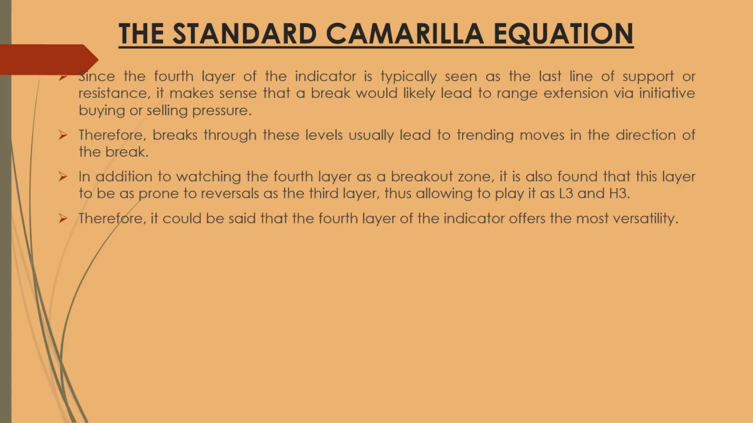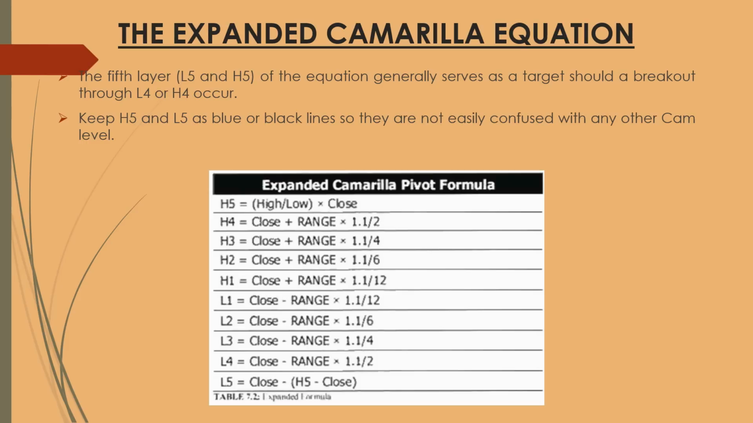In addition to watching the fourth layer as a breakout zone, it is also found to be as prone to reversals as the third layer, thus allowing you to play it as you would L3 and H3. Therefore, it could be said that the fourth layer of the indicator offers the most versatility. The fifth layer, that is L5 and H5 of the equation, generally serves as a target should a breakout through L4 and H4 occur. Keep H5 and L5 as blue or black lines so that they are not easily confused with any other Camarilla level.